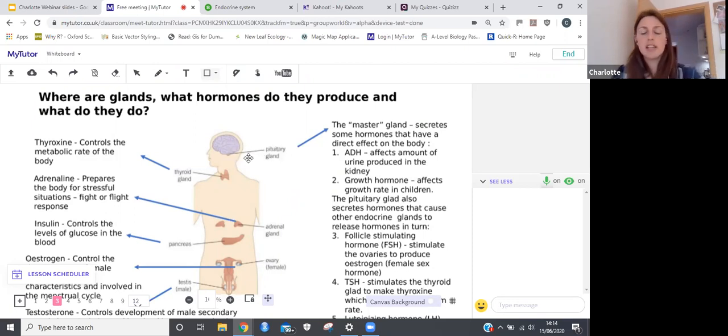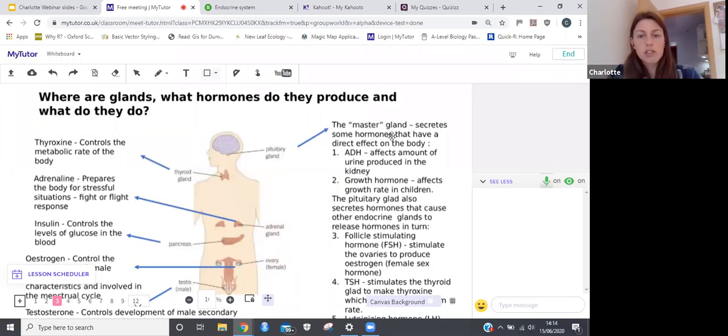The pituitary gland is a little gland in our brain, and it's the master gland. It's really, really important. And because it's the master gland, it secretes some hormones that then tell other glands to secrete hormones. So it's almost like the coordinating center for the endocrine system.